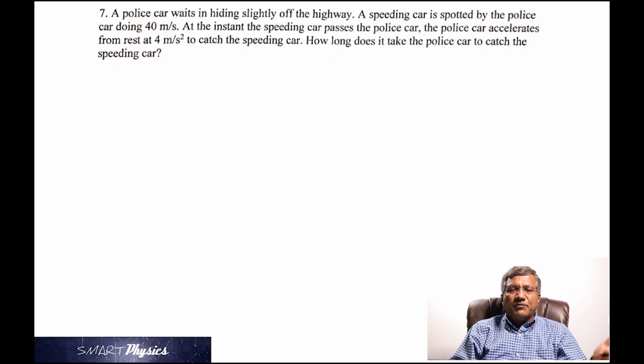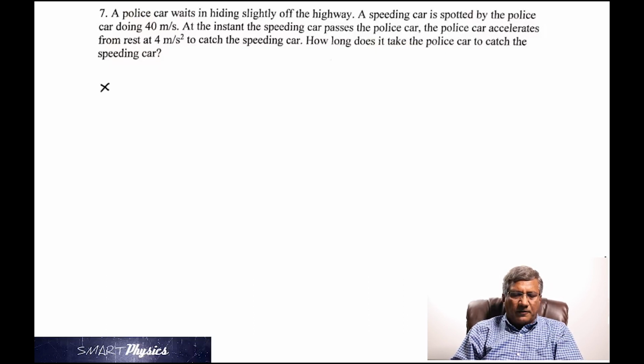So we have to find the time that it takes the cop to catch the speeding car. That's number one. Number two, there are two objects here. One is the speeding car, the other is the police car. And by the time the cop catches up with the speeding car, we know their displacements have to be the same. The main idea is that the displacements have to be the same. Third, the speeding car is moving at constant speed while the police car is accelerating. So the equations that we use are going to be different.